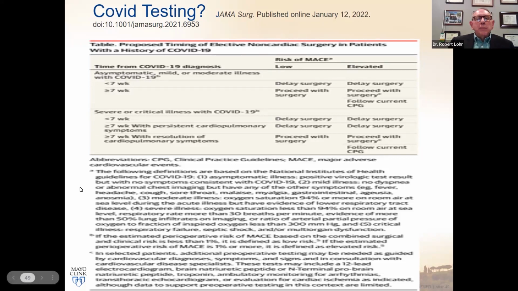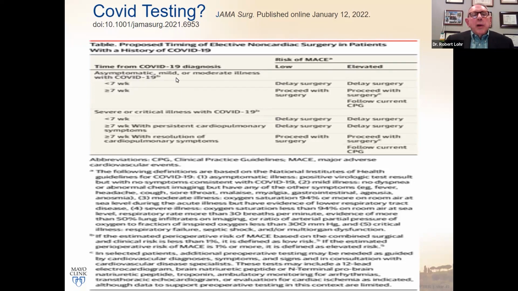Now, I think that has been relaxed in most hospitals, though there is still a fair amount of testing done. But if you're seeing a patient who has had COVID, when is it safe to operate? So on this table, and this is from JAMA in January of 2022, so about 2 years ago, we're looking on the left side at the time from COVID diagnosis, and on the right side, the risk of MACE, which is again, major adverse cardiac event, low and elevated risk patients.